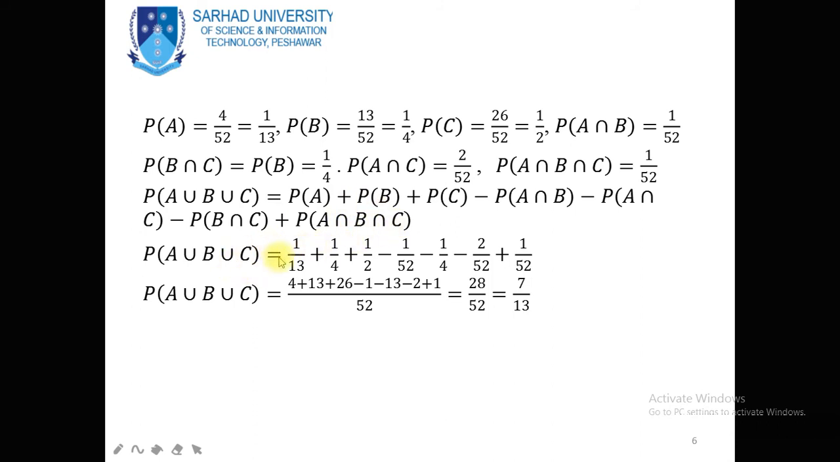So putting the values, we have 1 over 13 plus 1 over 4 plus 1 over 2 minus 1 over 52 minus 1 over 4 minus 2 over 52 plus 1 over 52. Now taking the LCM, we have 4 plus 13 plus 26 minus 1 minus 13 minus 2 plus 1 divided by 52, and this is equal to 28 by 52, which is equal to 7 by 13.